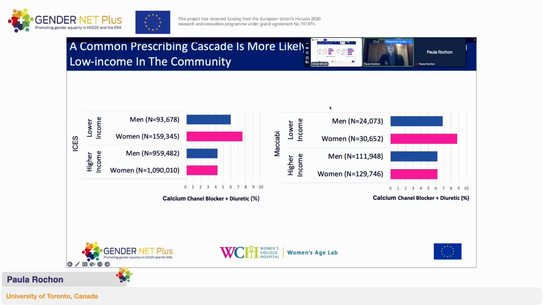So again, using data from Canada, you'll see high income and again, low income, and the pink is showing the women. And you'll see that again, in the lower income setting, people are more likely to have the prescribing cascade, which is in this case, a measure of inappropriate prescribing. And then similarly, we have data from Israel, and you'll see maybe not quite as dramatic, but when you get into the lower income group, again, these cascades are more likely to occur. And then you'll also see in the pink that there's a suggestion that they're more common in women than in men.